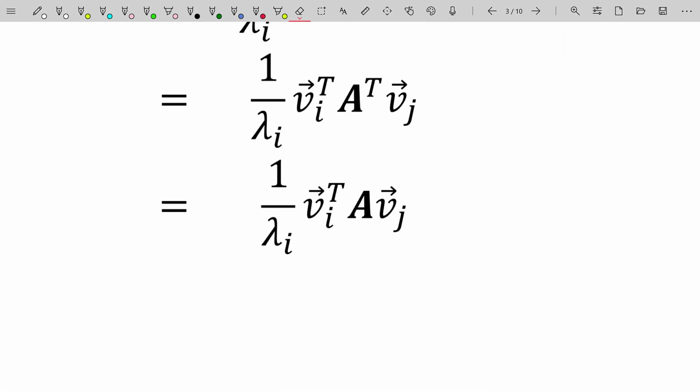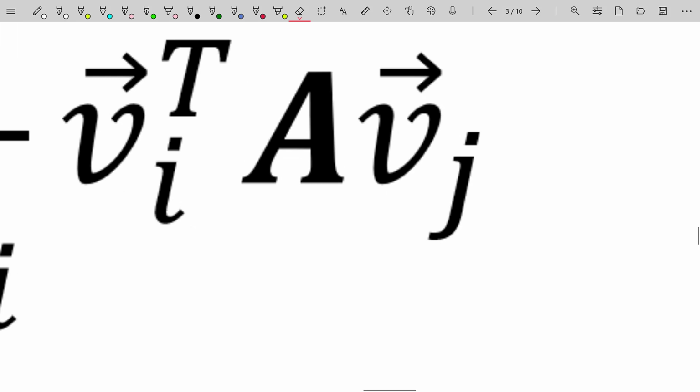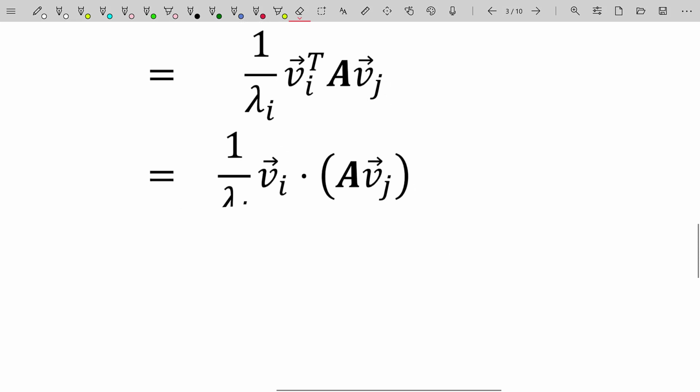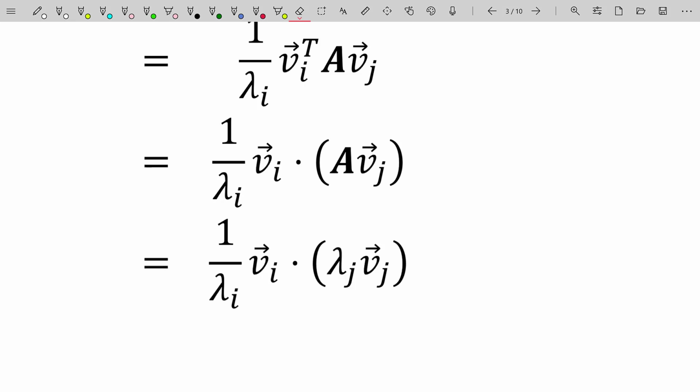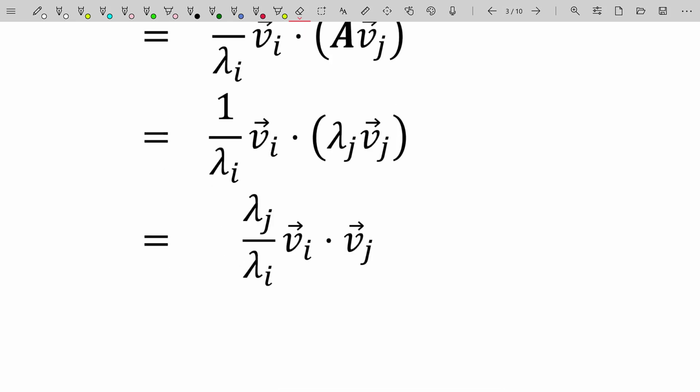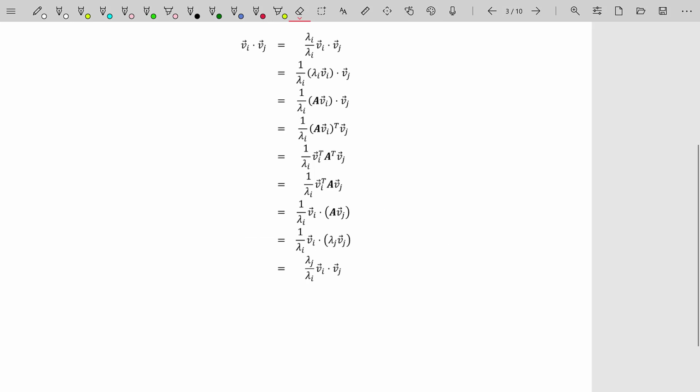And remember, A times v sub j is just a vector. So you can think of this as the dot product of v sub i with the vector A v sub j. Now that we have that down, remember, A times v sub j is going to be lambda sub j v sub j, because again, v sub j is an eigenvector with associated eigenvalue lambda sub j. I can factor out that constant, and I get to this expression right here. What is that telling us? It tells us that the dot product of v sub i with v sub j is just the ratio of lambda sub j to lambda sub i times the dot product of the vectors v sub i and v sub j.